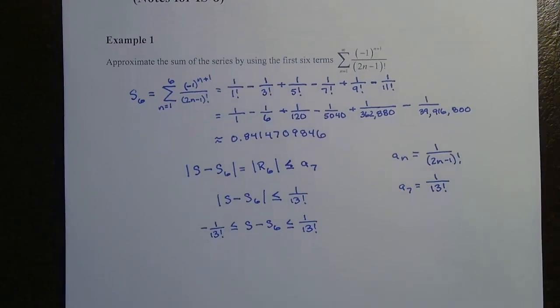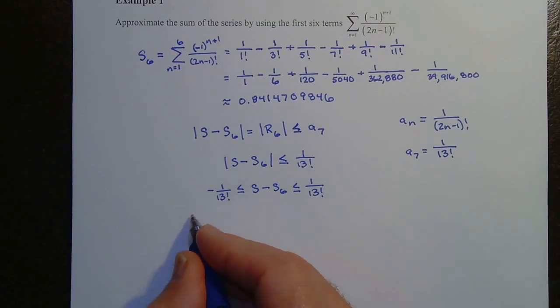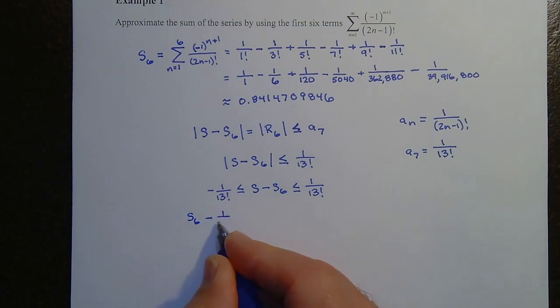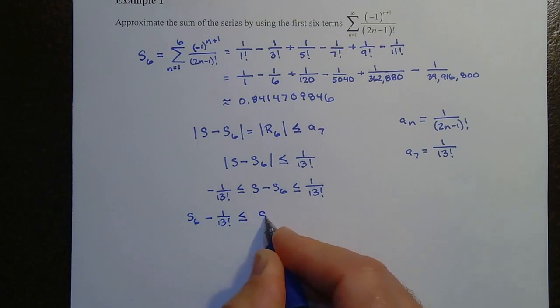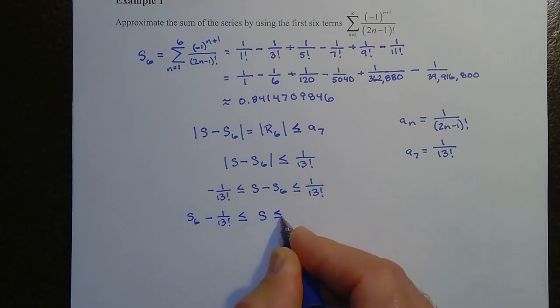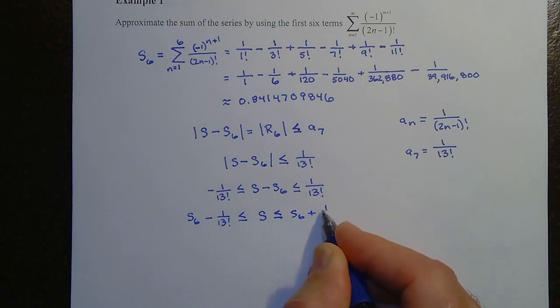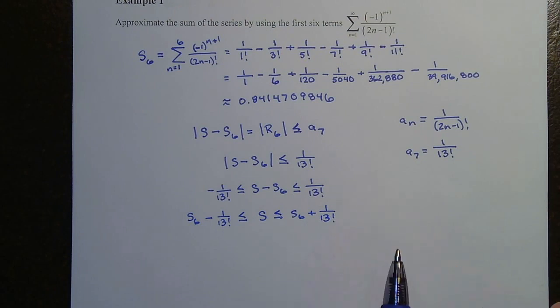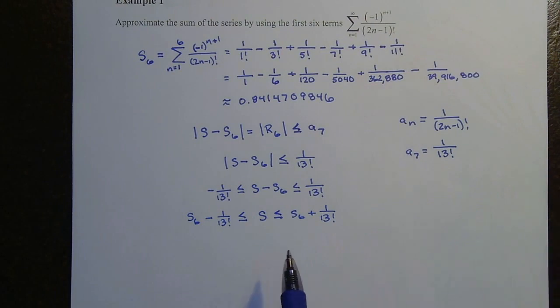So let me slide my paper up a little bit. Okay, and so if we add s sub 6, then s sub 6 minus 1 over 13 factorial has to be less than or equal to our sum, which is less than or equal to s sub 6 plus 1 over 13 factorial. And so this is going to tell us that for this term, our sum has to be in between these two values.